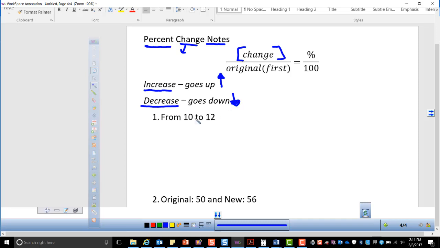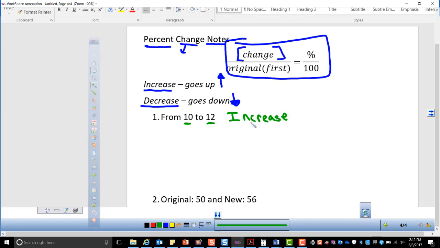All right, so think about what those words are. Change is how it is different. Increase means that it would go up. Decrease means that it would go down. And then this is our formula we're going to use. So the first one, the sentence says from 10 to 12. First of all, if I start at 10 and I go to 12, this is an increase, because 10 to 12, it went up.